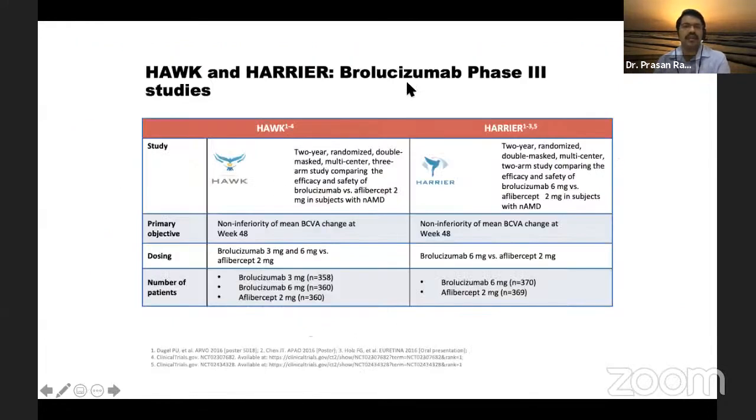The registration trials of brolucizumab were the Hawk and Harrier trials. These were 2-year randomized, double-masked trials carried out almost all over the world. The Hawk was primarily in the US sites and Harrier was ex-US. It looked at non-inferiority of mean best corrected visual acuity versus aflibercept. There were 2 doses in the Hawk, 3 milligram and 6 milligram, versus aflibercept 2 milligram. And in the Harrier, brolucizumab was used as 6 milligram and aflibercept 2 milligram.